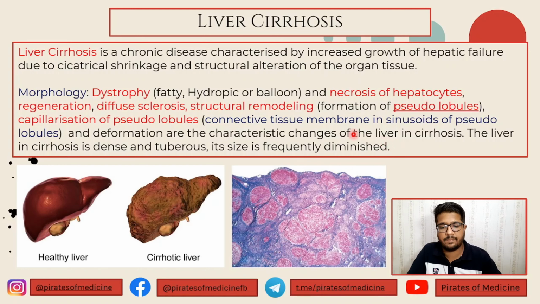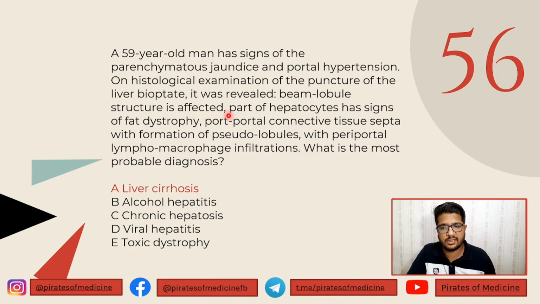This is why in a patient, all these changes: dystrophy, connective tissue septa, formation of pseudolobules, macrophagic infiltration, directly point to liver cirrhosis. Now, all these diseases, alcoholic hepatitis, chronic hepatosis, viral hepatitis, can ultimately lead to liver cirrhosis. But pseudolobules are not present in these diseases because no structural remodeling has happened yet.